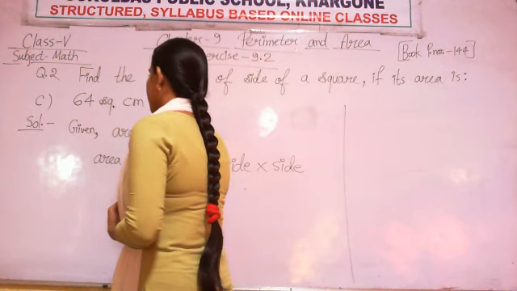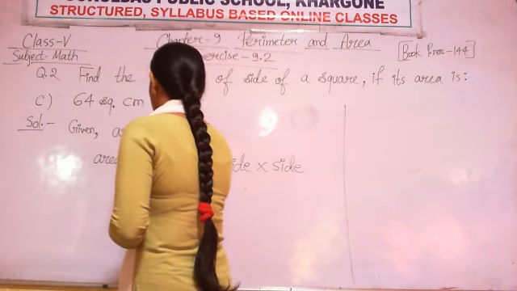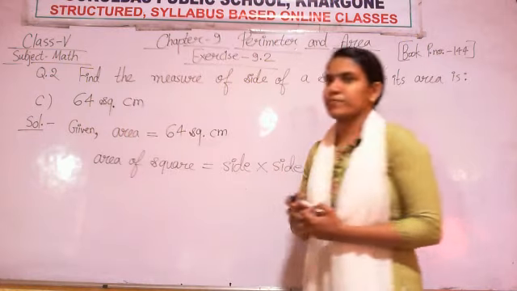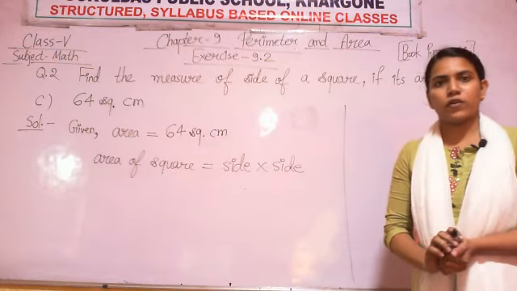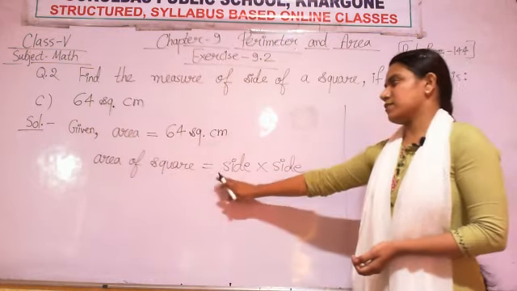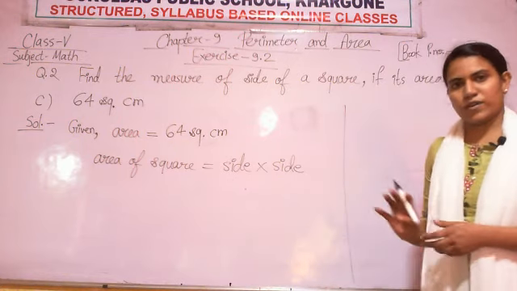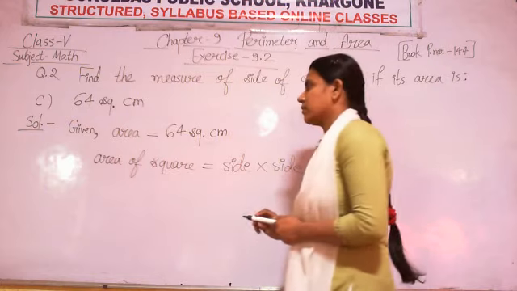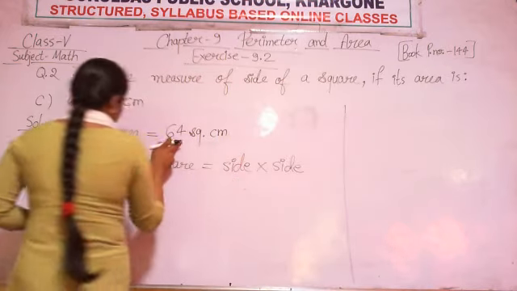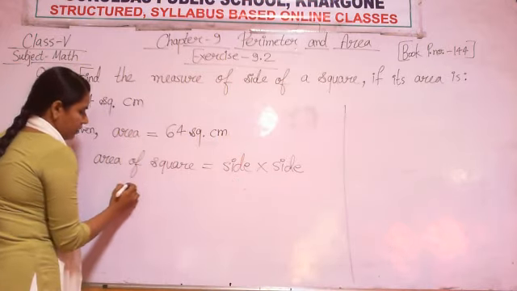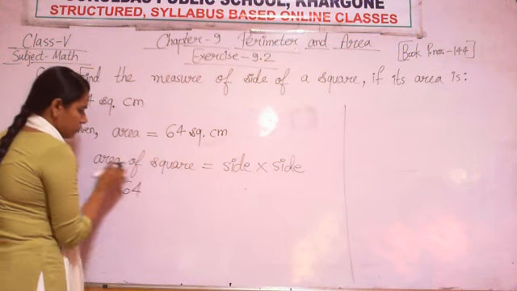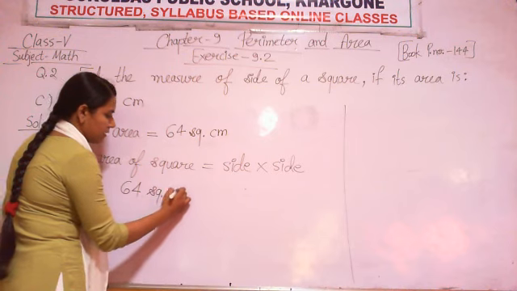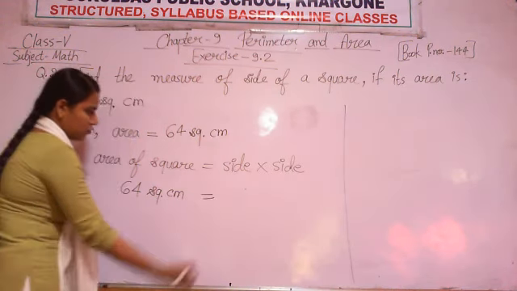So the given area is equal to 64 square centimeter. As you already know, the formula for the area of a square is equal to side into side. Okay, so I have written the formula here. Now put the value of the area in the formula. I am putting the value. The area's value is 64 square centimeter is equal to.